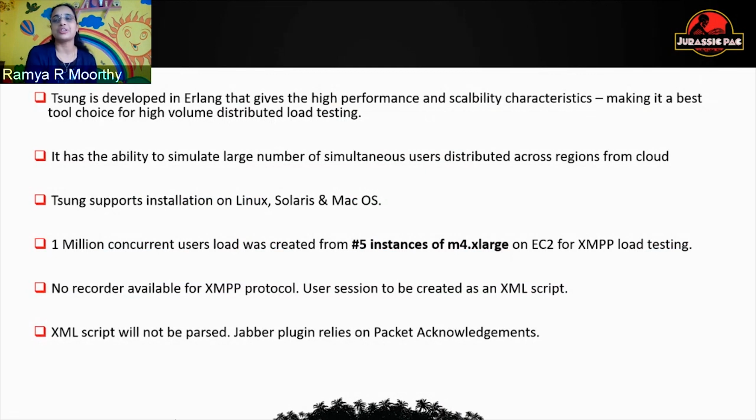Another part with respect to TSung is the Jabber plugin, which is the plugin used for XMPP testing. And this XML stream, which I'll show in a sample script in the demo, is not parsed by the server when you send it. So there is no parsing happening. So we have to control the data coming in from the server by writing our own acknowledgement requirements.